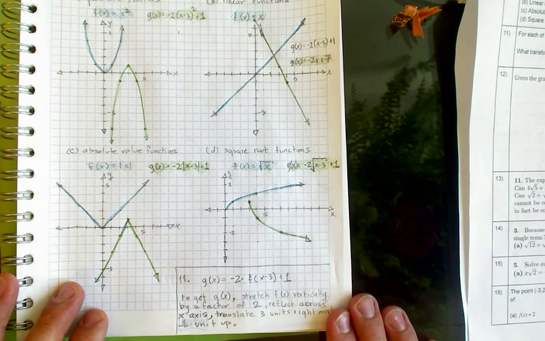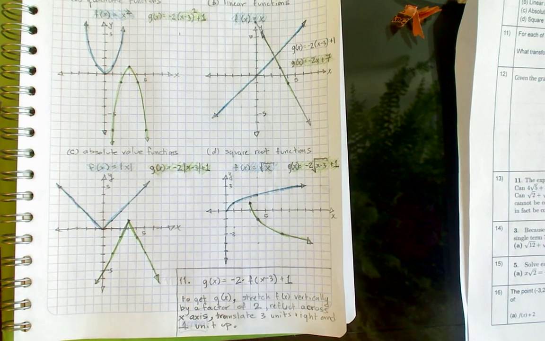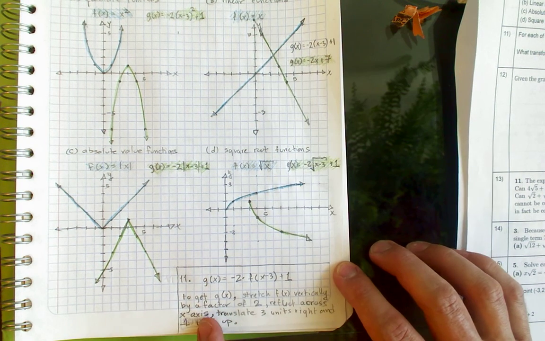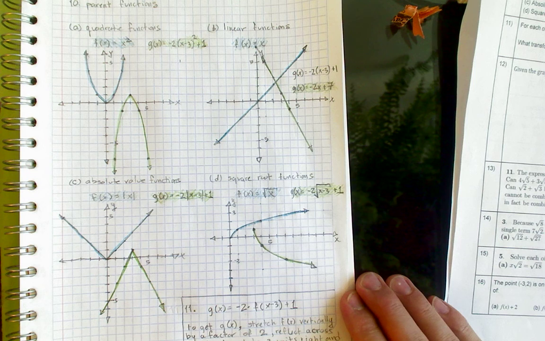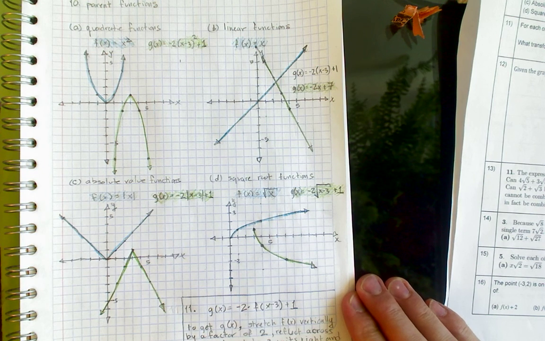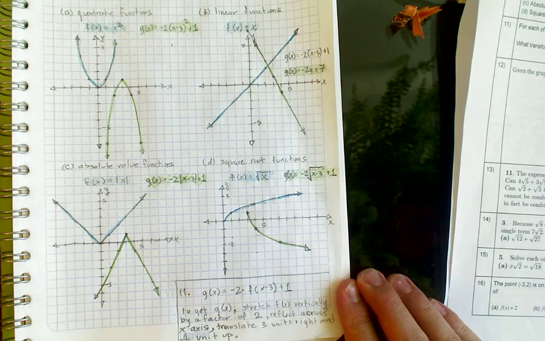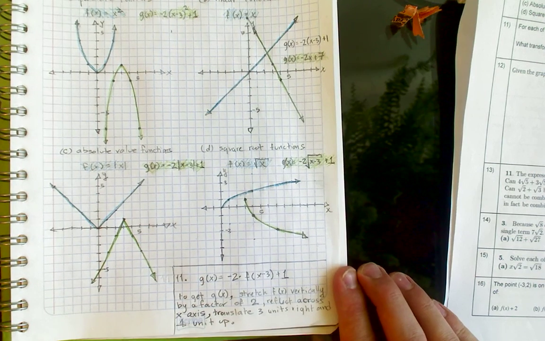And just a few important points. Question 11 asked us to describe the transformation that we have to do to the parent function, which I did here in words. It also asks us to add the graph of the transformed function g of x to the graph that we did in question number 10. So a complete solution contains these graphs and a written explanation.